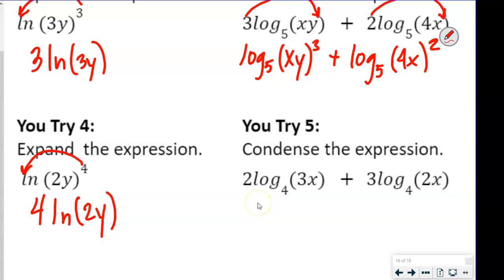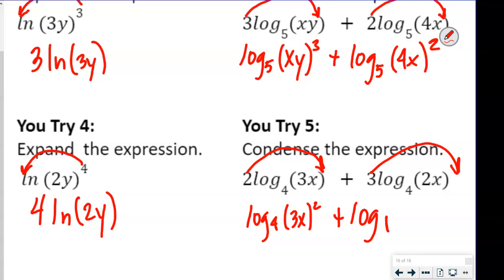All right, here's our last one. Condense this one. Again, this 2 goes here, so this is going to be log base 4 of 3x squared. And then this 3 goes there, so this is going to be plus log base 4 of 2x cubed. That's it, guys.